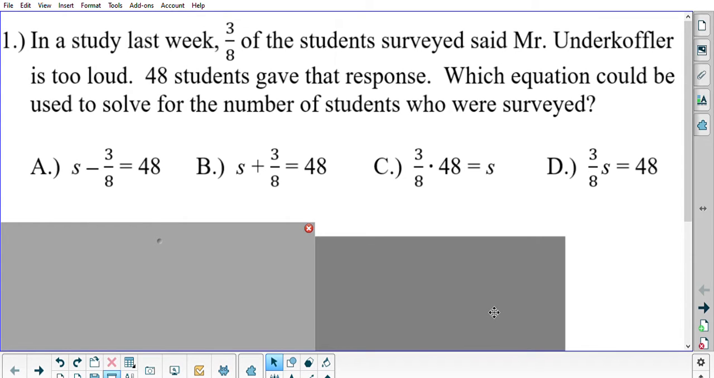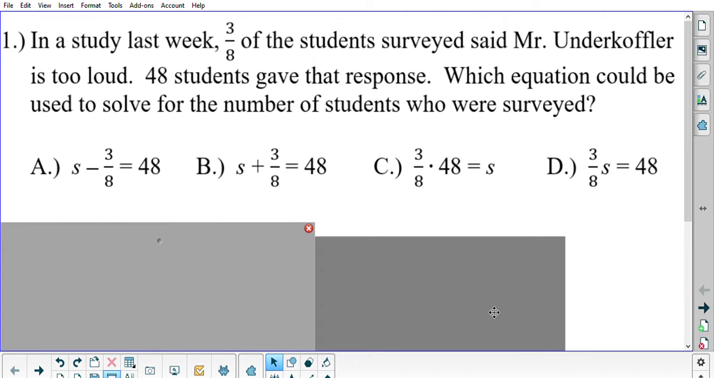Today we are going to be looking at some review problems on solving equations and also setting up equations from word problems, real life scenario problems. And so, number one is making fun of Mr. Underkoffler. Go figure. All right, take a look at this. It says, in a study last week, 3/8 of the students surveyed said Mr. Underkoffler is too loud. Oh, the horror, how dare they? And then it says 48 students gave that response. Which equation could be used to solve for the number of students who were surveyed?